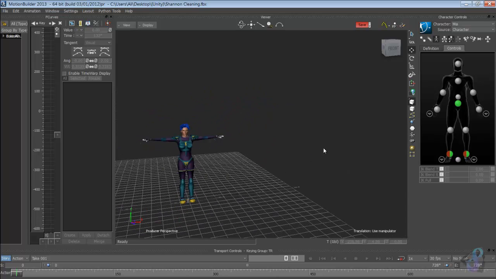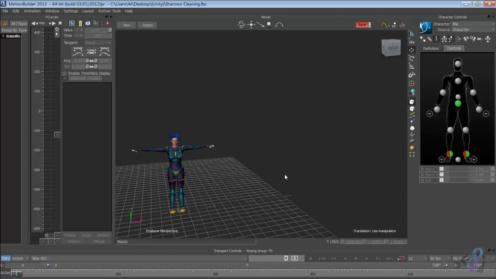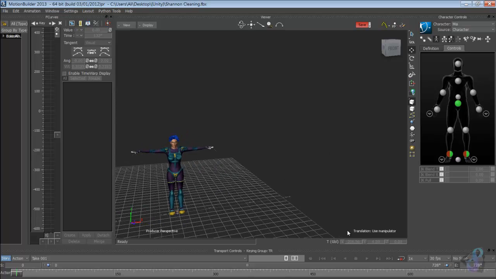But this guy is not motion captured, but has problems. And I will show you some of the ways that you can clean your motion capture files here. So let's, I won't play the animation because sometimes we miss the jerkiness. So I will scrub.